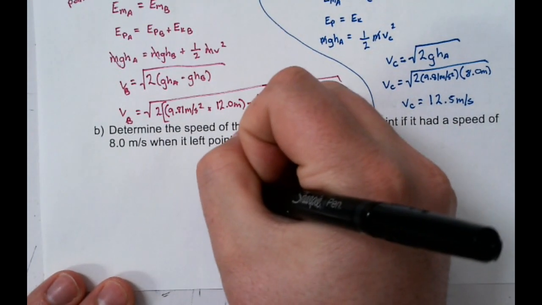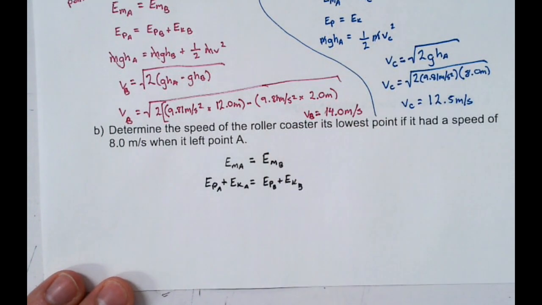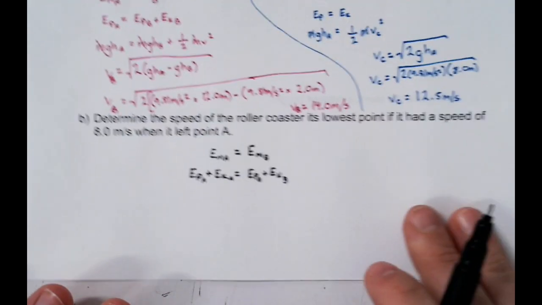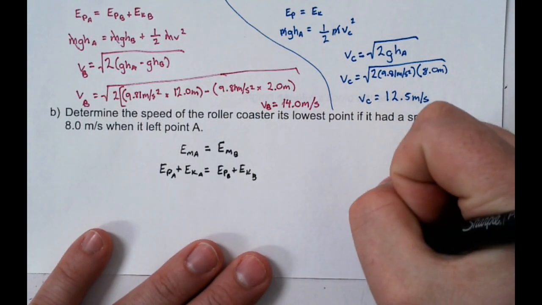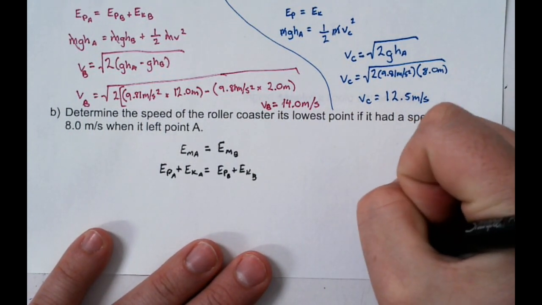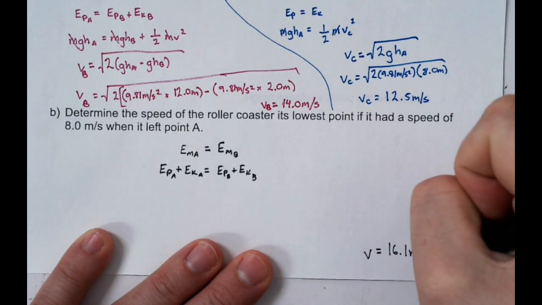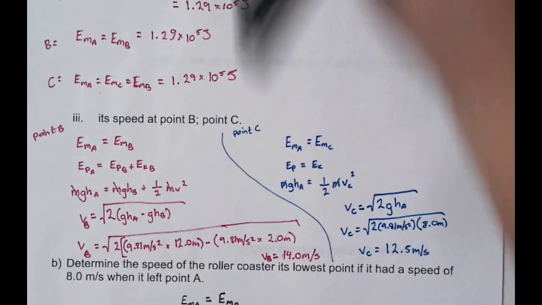Make sure you're labeling what point you're at. I'm going to leave this for you to try on your own, see how you do, and see what you get for an answer. My hint to you, or I guess the answer for this one that I got, is I got a velocity that is equal to 16.1 meters per second. See if you can get the same thing as me.